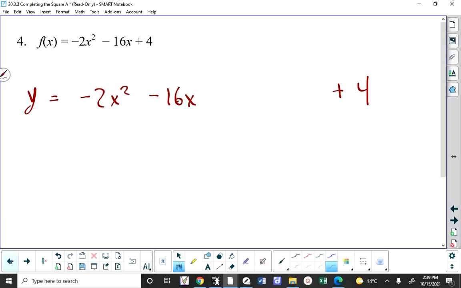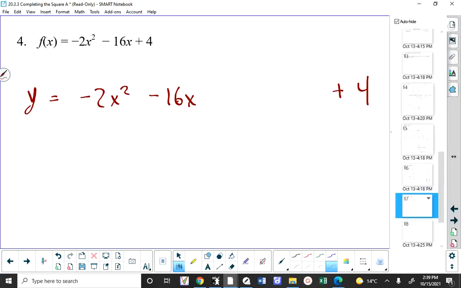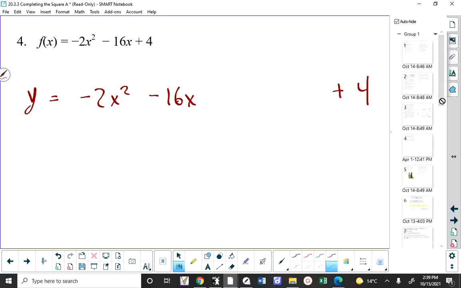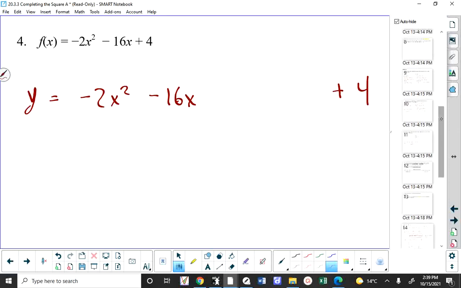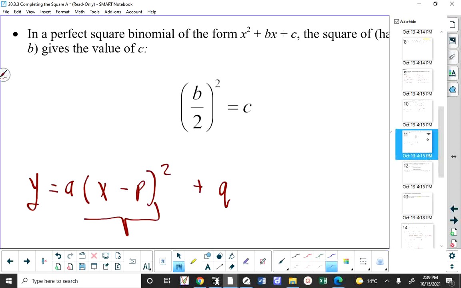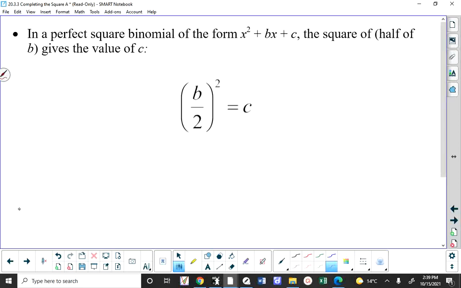Before I think about adding c, remember that when we take half of b and square it to get c, that only creates a perfect square trinomial if it's 1x squared. It has to be 1x squared. Otherwise, that rule just doesn't work.